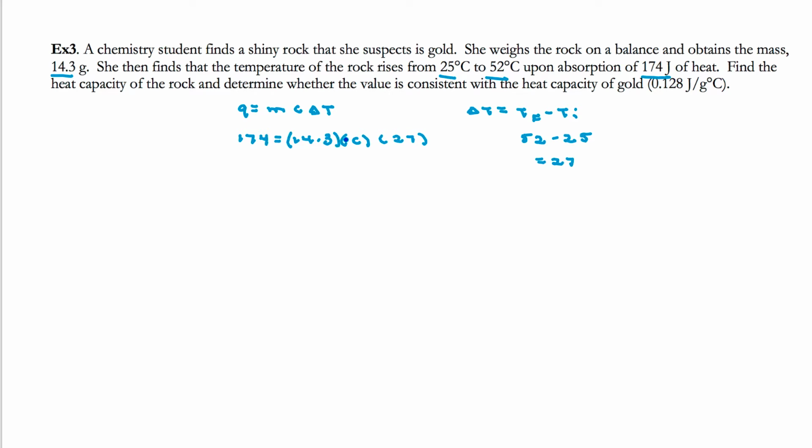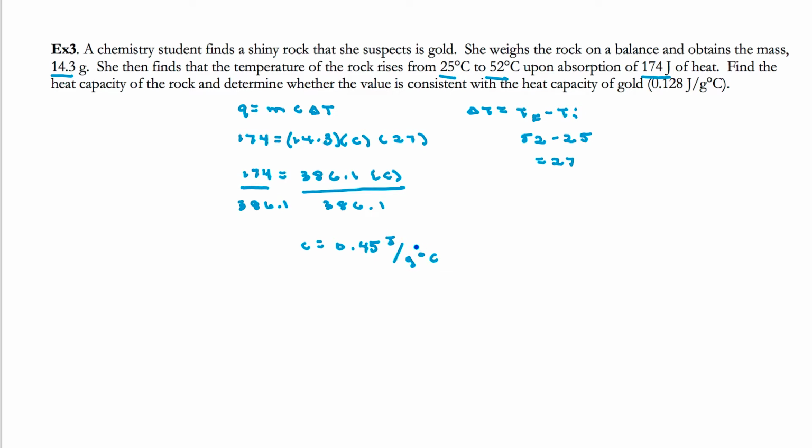Now I'm going to multiply 27 by 14.3. So what I get, 174 equals 386.1 times my specific heat. And then I'm going to divide both sides by 386.1. And so the specific heat that I get, I want 2 sig figs, so this would round to 0.45. And my units again are joules per gram degree Celsius.